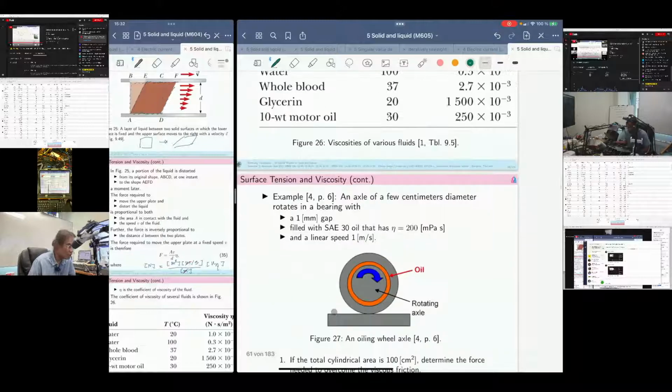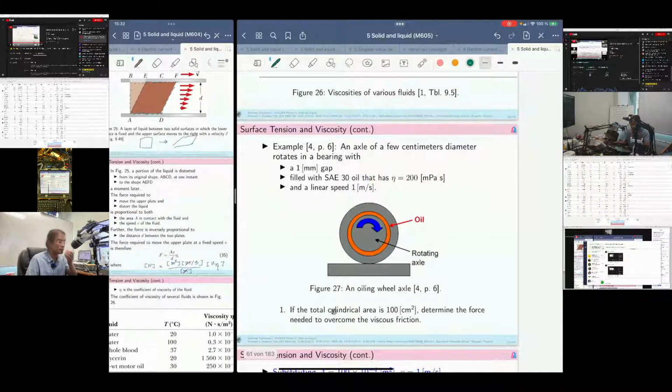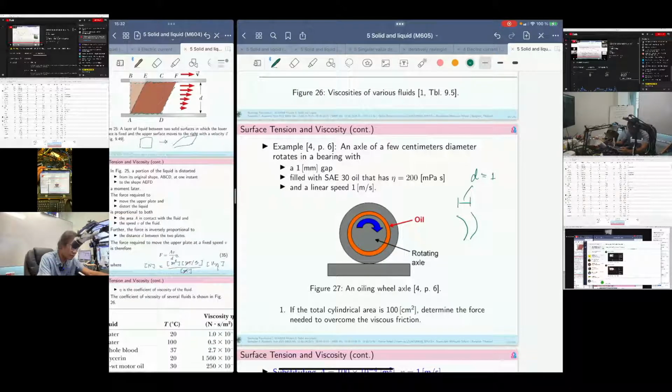And now let's take a look at one example. An axle of a few centimeters diameter rotates in the bearing with a 1 millimeter gap. The gap here is D. D is 1 millimeter.